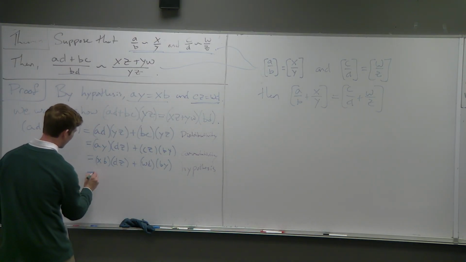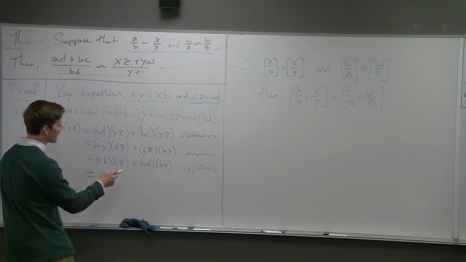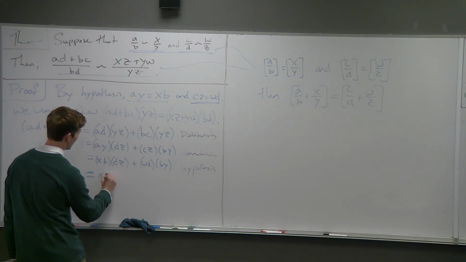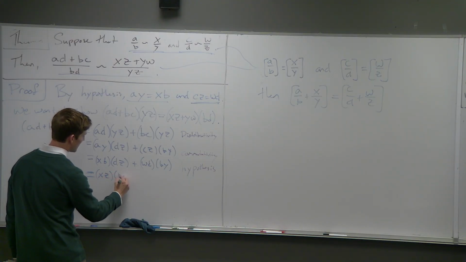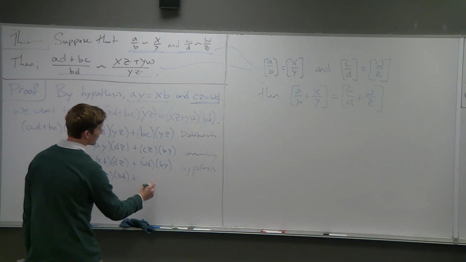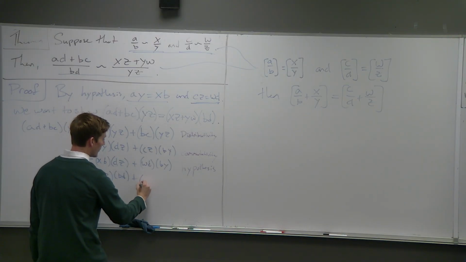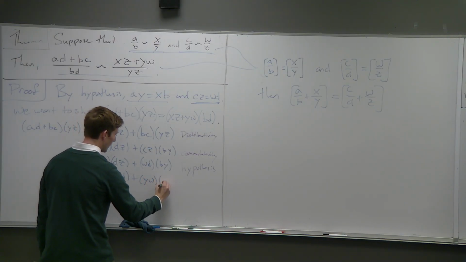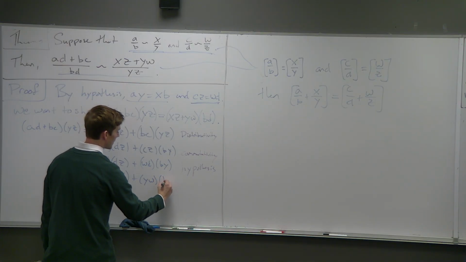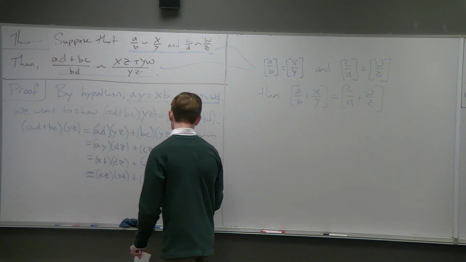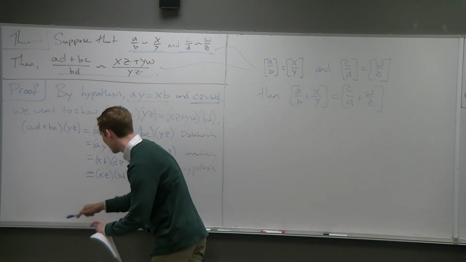All right, so here, we want to get XZ. So I'm going to get XZ here, and BD, plus, now I want YW, and I'll again do BD. This is by, yet again, commutativity.